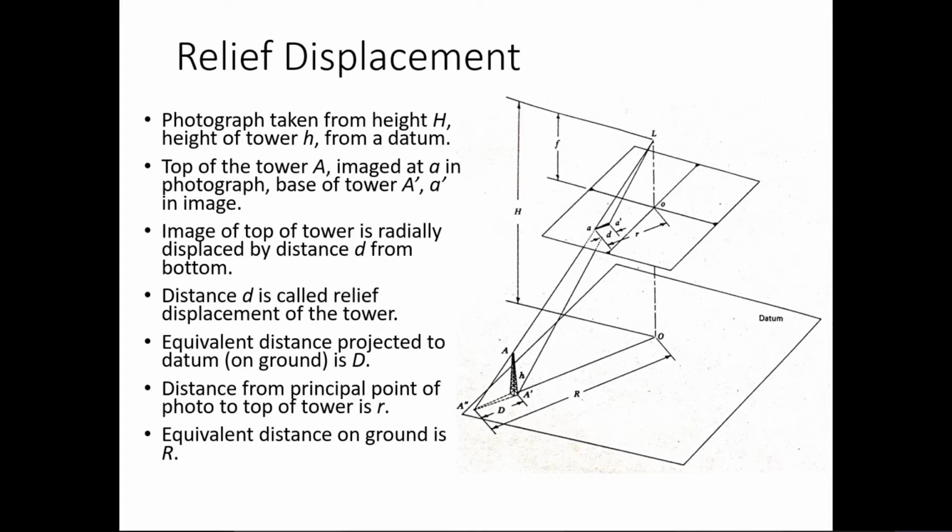The equivalent distance, if you project it on the ground, will be capital D, from capital A dash to A double dash. That is the equivalent distance projected onto the ground. Now let us look at another distance, small r and capital R. In the image, from the principal point small o to small a, you have a distance r, right? From the principal point of the photo to the top of the tower, you have a distance r. The equivalent distance on the ground is capital R. Okay, these are the notations.